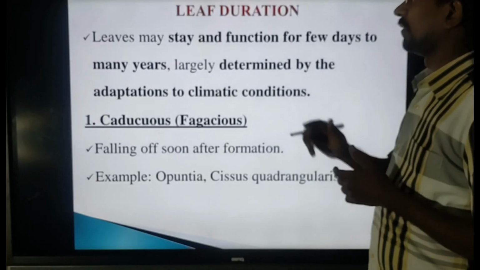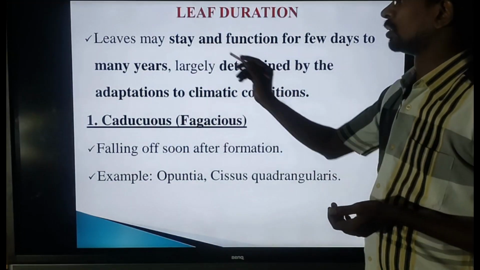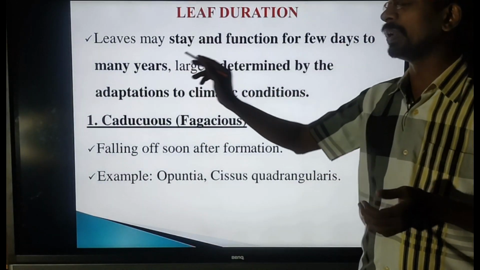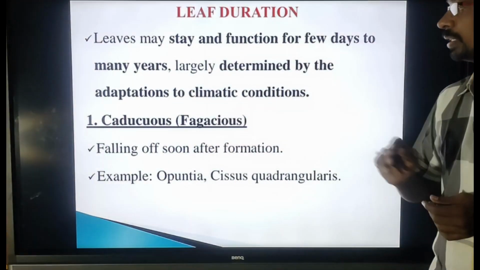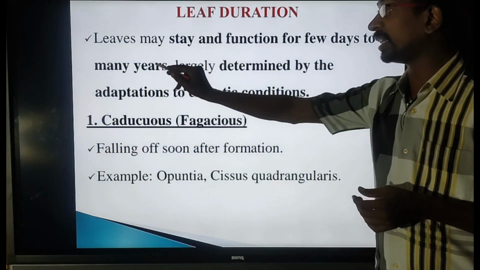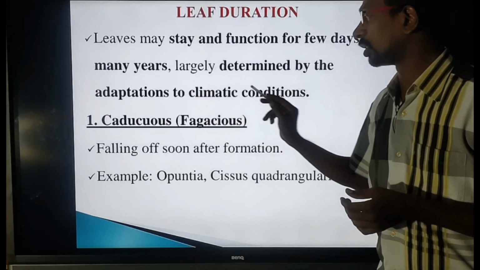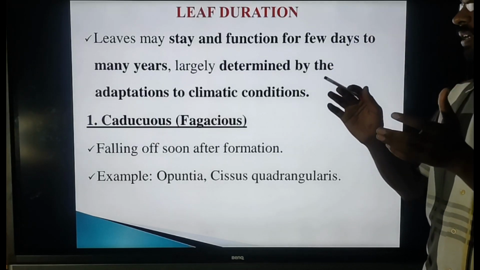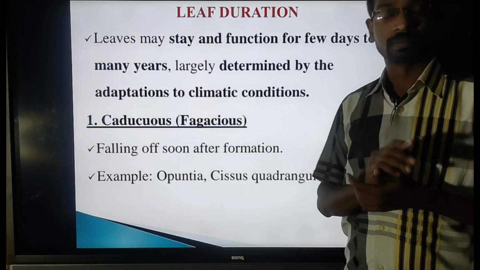Finally, we are going to see leaf duration. The leaf may stay and function for a few days to many years. What is that? A few days to many years. It is determined by the adaptation to climatic conditions. So depending on the climatic condition, a leaf may live for a few days or many years.